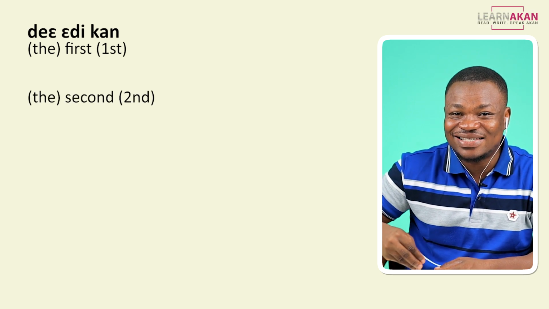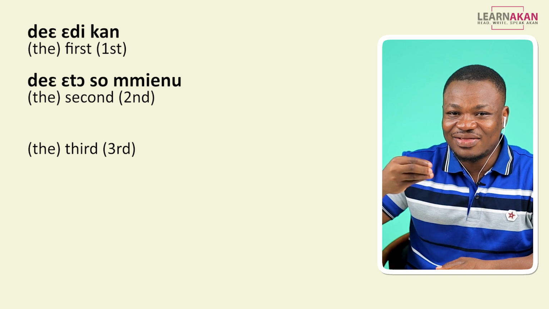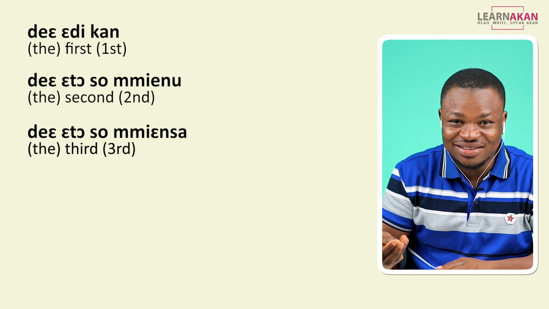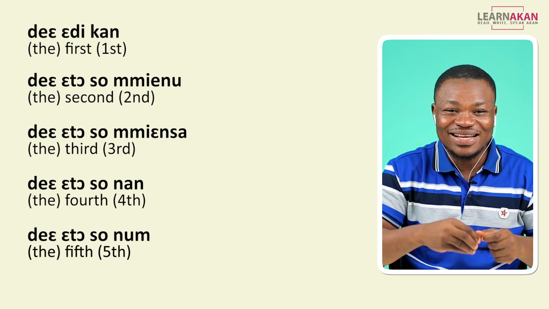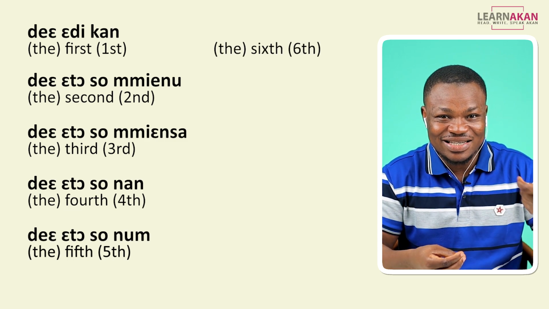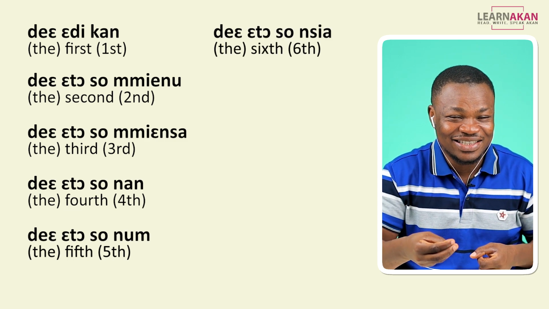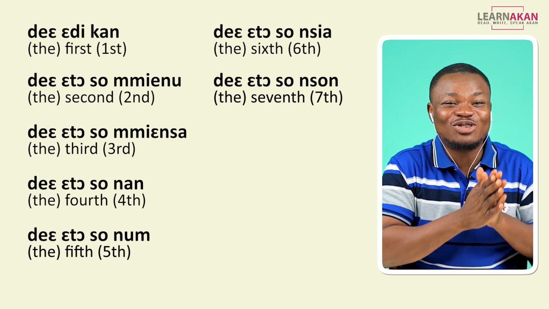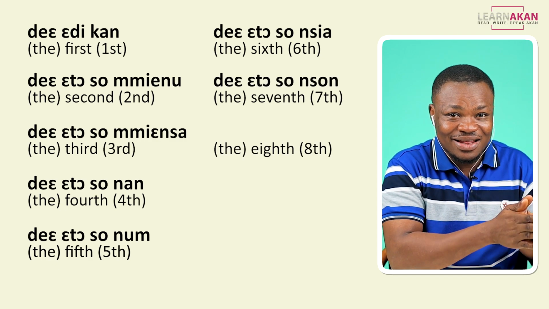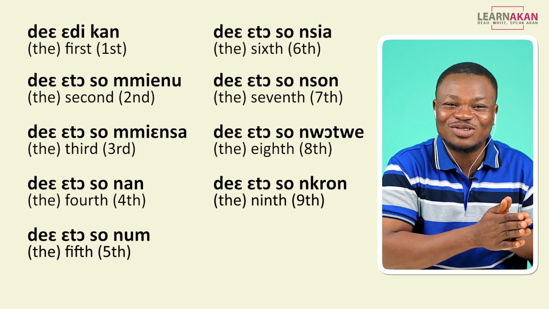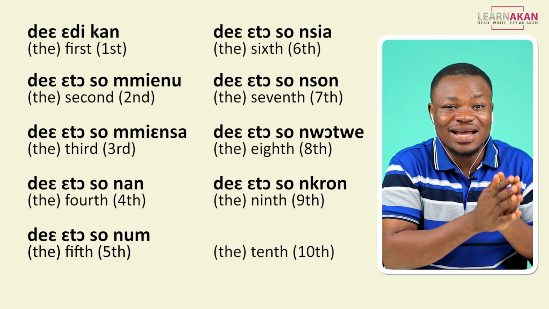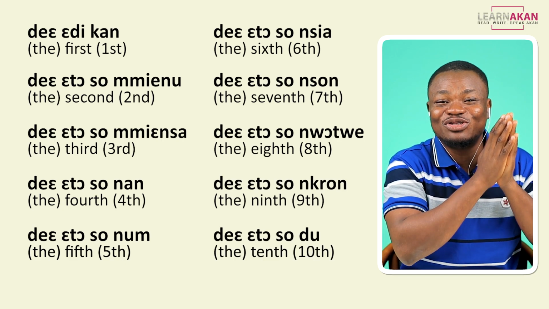The second one is deɛ ɛtɔ so mmienu. The third one is deɛ ɛtɔ so mmiɛnsa. The fourth one is deɛ ɛtɔ so nan. The fifth one is deɛ ɛtɔ so num. The sixth one is deɛ ɛtɔ so nsia. The seventh one is deɛ ɛtɔ so nson. The eighth one is deɛ ɛtɔ so nwɔtwe. The ninth one is deɛ ɛtɔ so nkron. And then the 10th one is deɛ ɛtɔ so du.